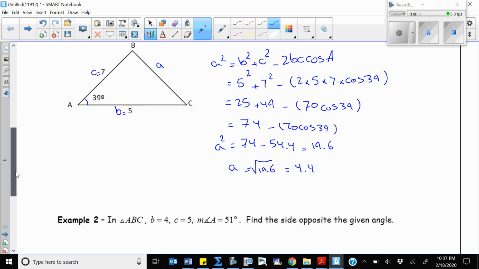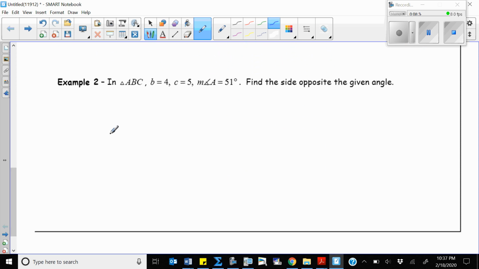Let's do another example here. So we have a triangle ABC. The first thing that I'm going to do is draw the triangle. I can use any form of triangle here. You can draw it the way that you like. I draw it this way. Just make sure your triangle is not a right triangle. You can draw it this way or this way, whatever you want. It doesn't matter. Just make sure it's not a right triangle.